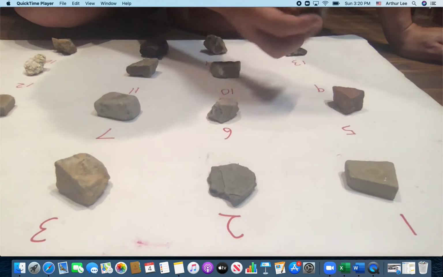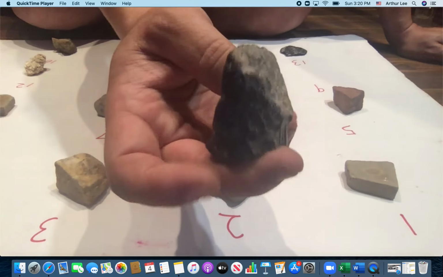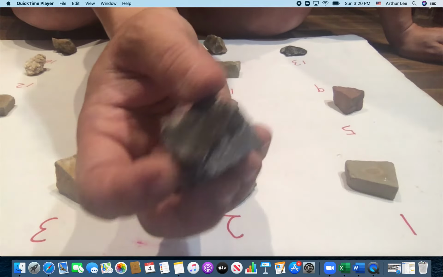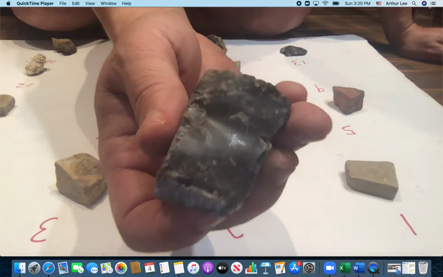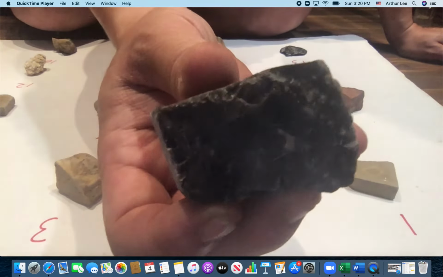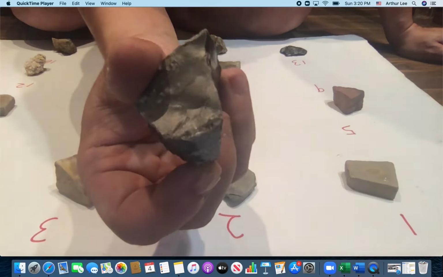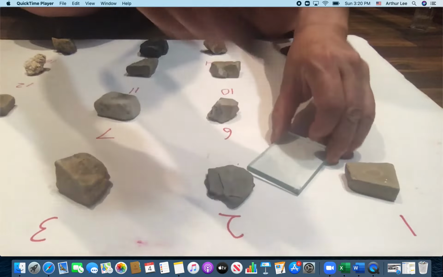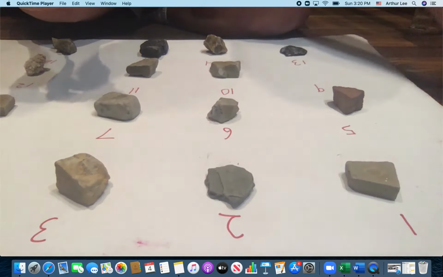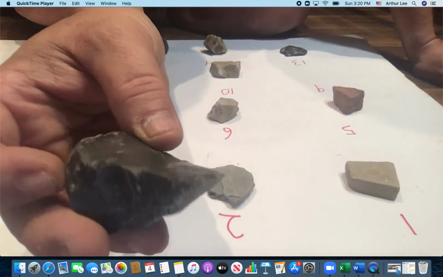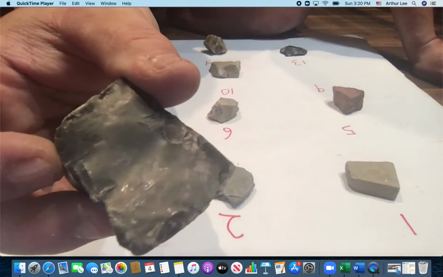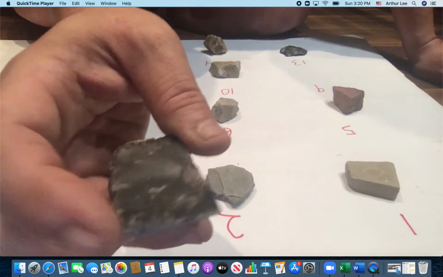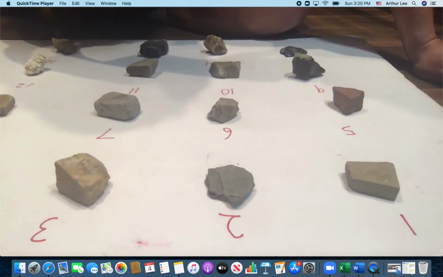Sample number 9. Scratches glass. Sample number 9 scratches glass. Sharp rock. You can cut things with this if you wanted to.